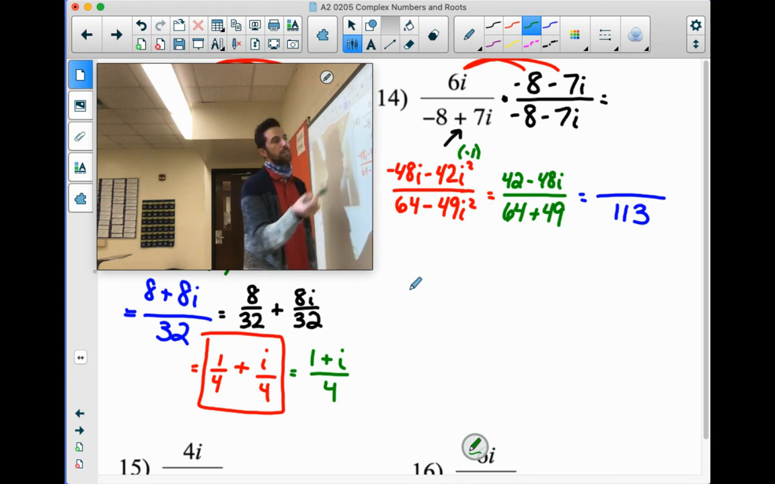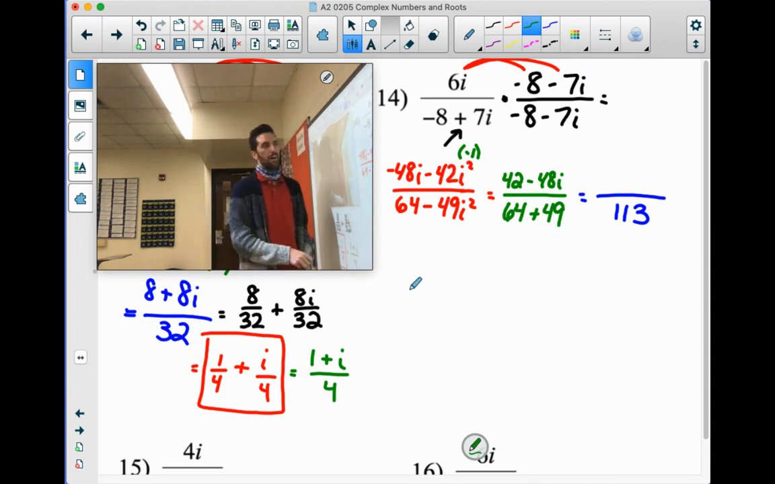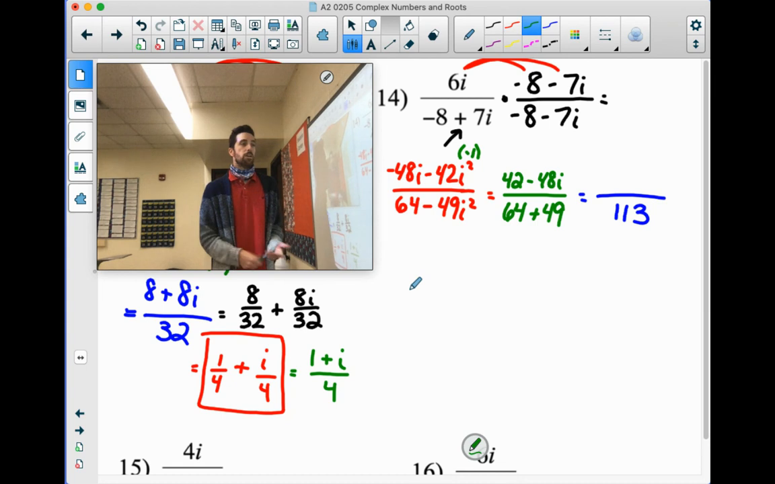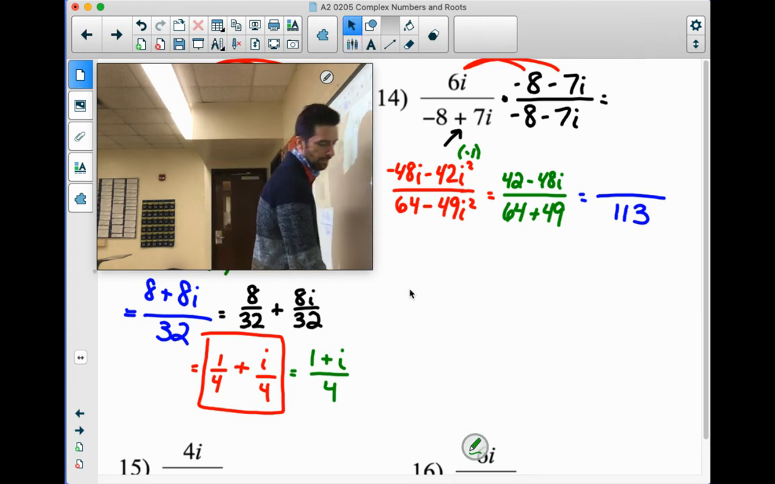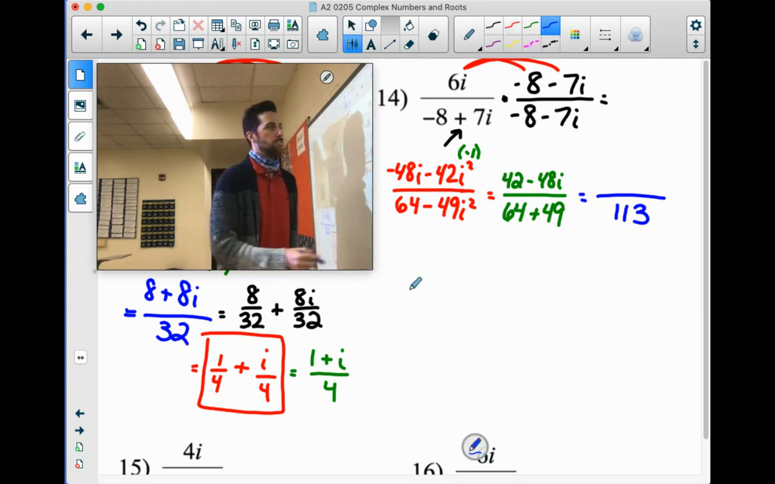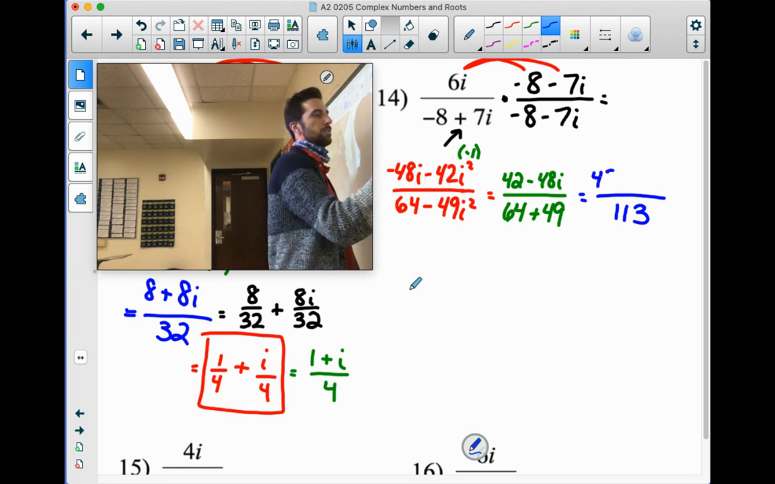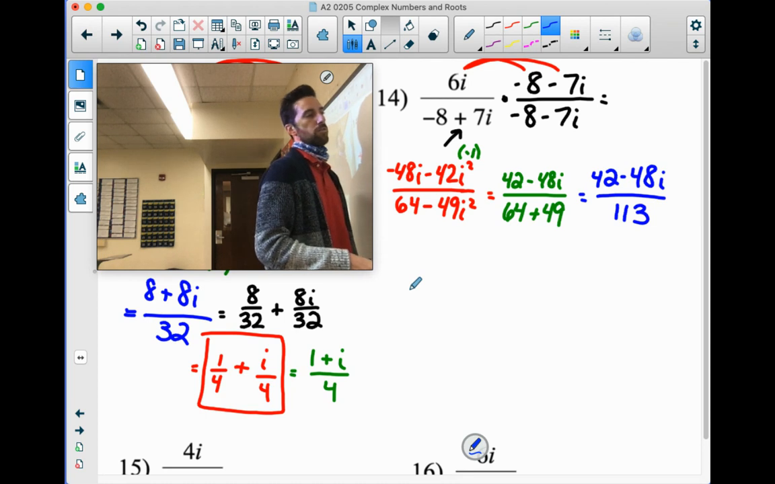Now, we can't combine those, the 42 and the 48i. If you want, you can put it in factored form, and that can make simplifying easier later. But no need here because this one cannot be factored. So we'll just say 42 minus 48i over 113.